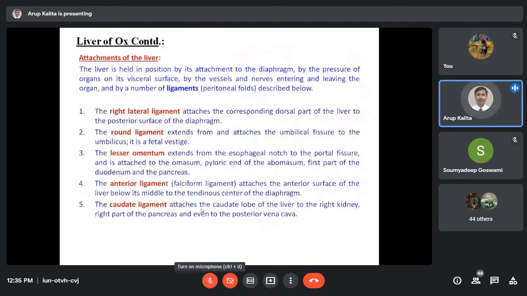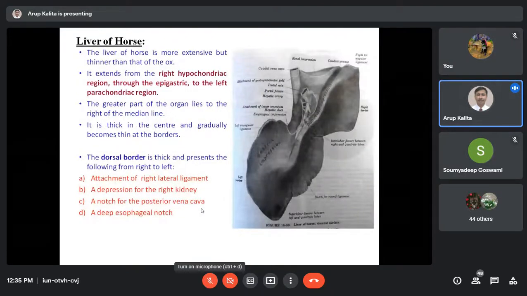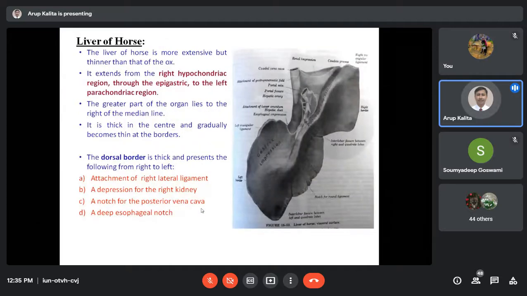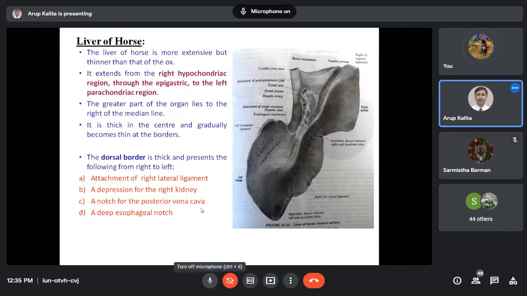The ligaments of the liver of the horse, I will teach you in the next class because I have to modify this. I am planning to give some good slides, good photographs. That is why I am not going to teach the liver of the horse today. Next Thursday I am going to take this class on the liver of the horse. So I will stop here today. In the next class, I will start from the liver of the ox.